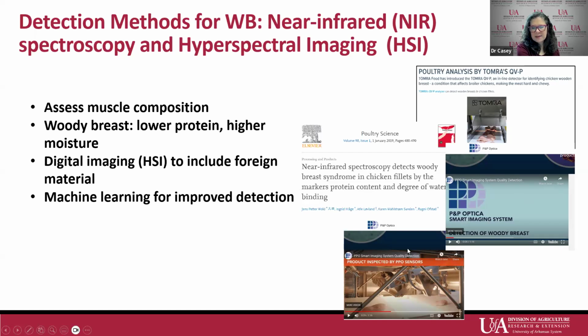Hyperspectral imaging is kind of the next technology that people are studying for identifying woody breast. It can also look for foreign material, so it may have multiple uses. And we can use machine learning again for improved detection, and then combine those with sorting techniques.